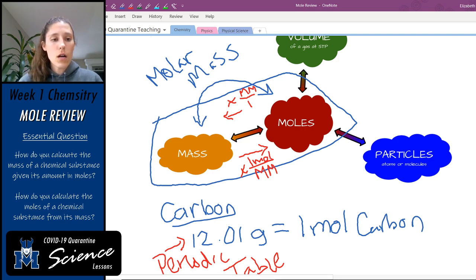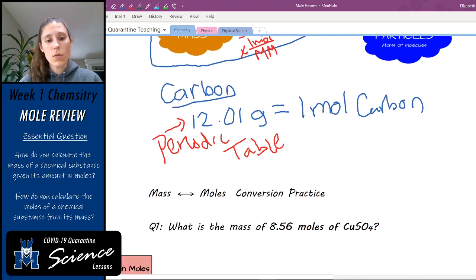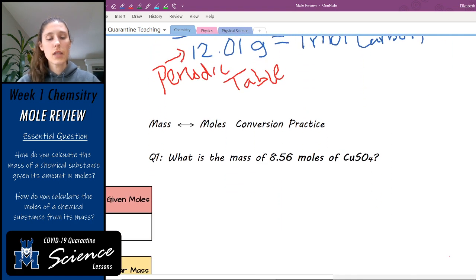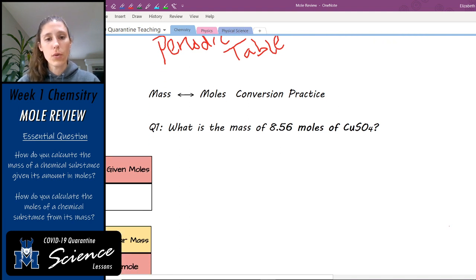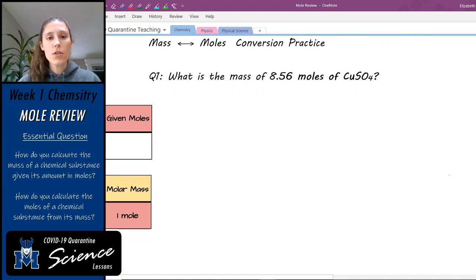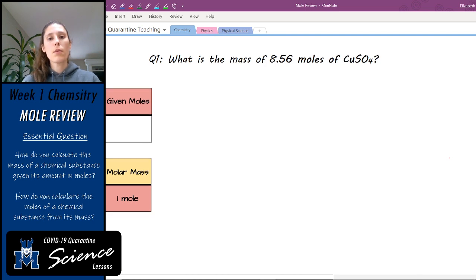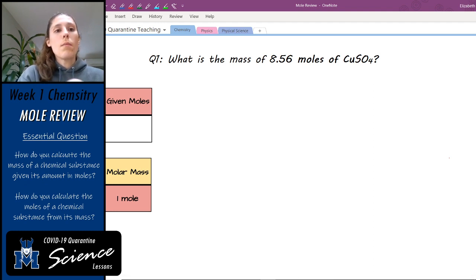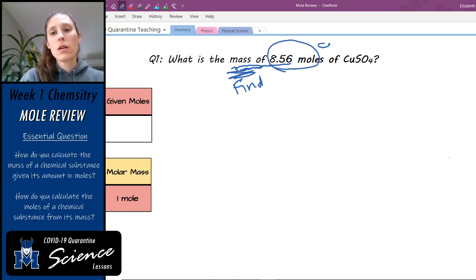So moving on, let's do a practice problem because that's really the easiest way to figure out what we're doing here. The first question we're going to practice with is, what is the mass of 8.56 moles of copper sulfate? A couple key things here. The mass is what you're trying to find, and the moles is what we're given.